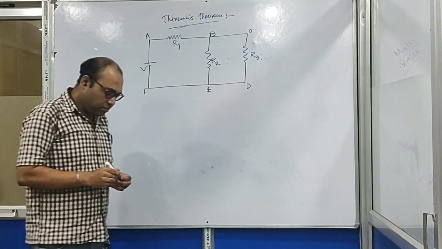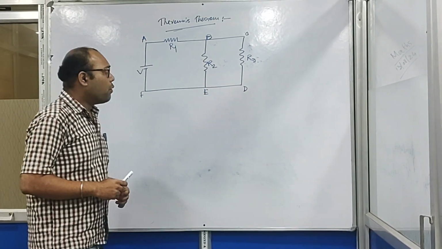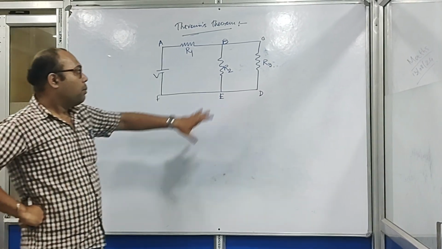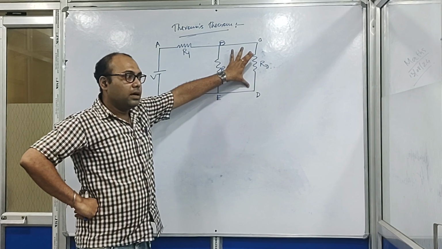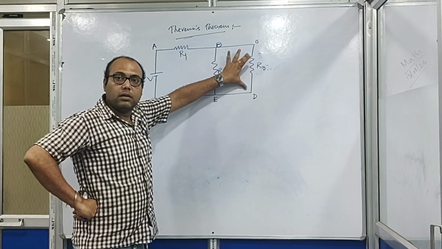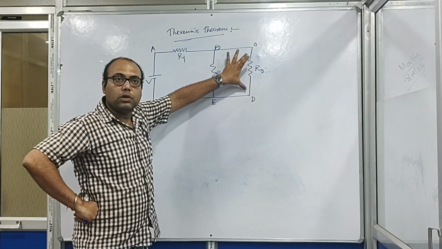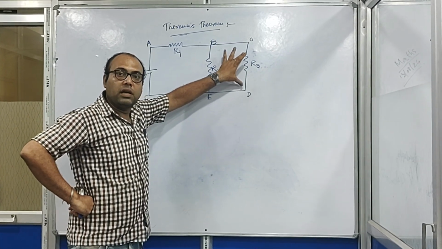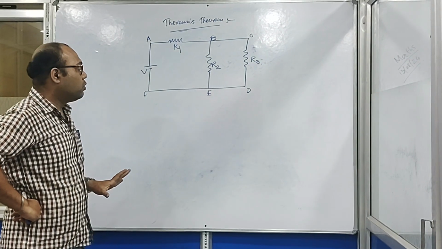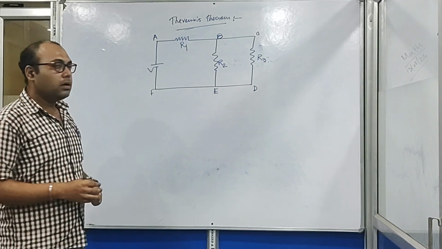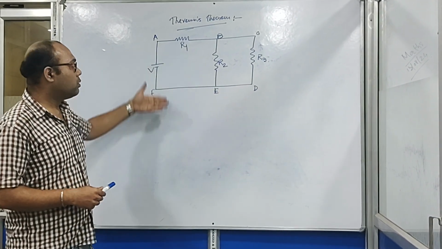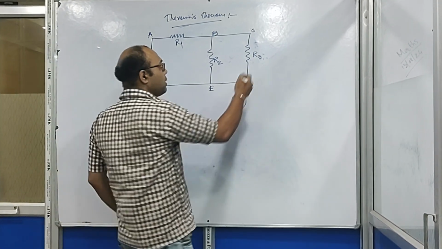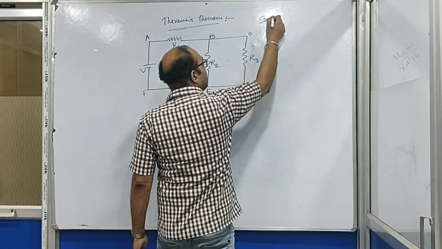Now, through Thevenin's theorem, we find out the current flowing through a particular circuit. Here, let's assume that we should find out the current through R3. Let us assume this. So, there are certain steps to be followed for making this possible. So, step 1. What is step 1?